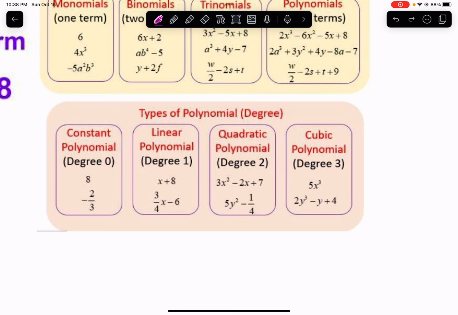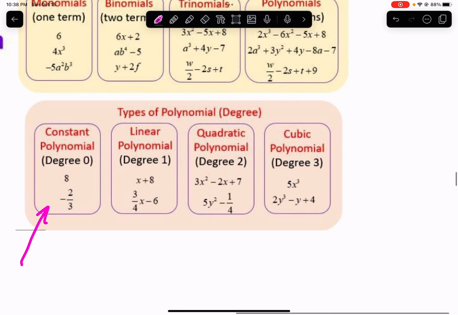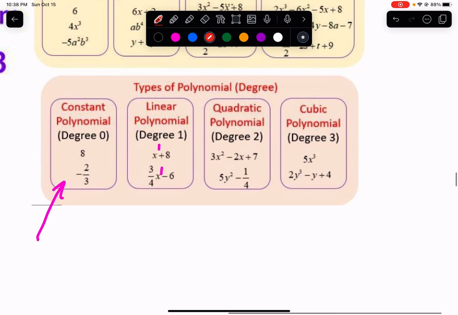You can't have a variable inside of a radical. If you just have a constant term, that is a polynomial, and it would be considered degree 0 because you don't even have a variable. Then we have a linear polynomial, where 1 is the highest power. A quadratic has a highest power of 2, and a cubic has a highest power of 3. Then we're also going to write 2 others out.